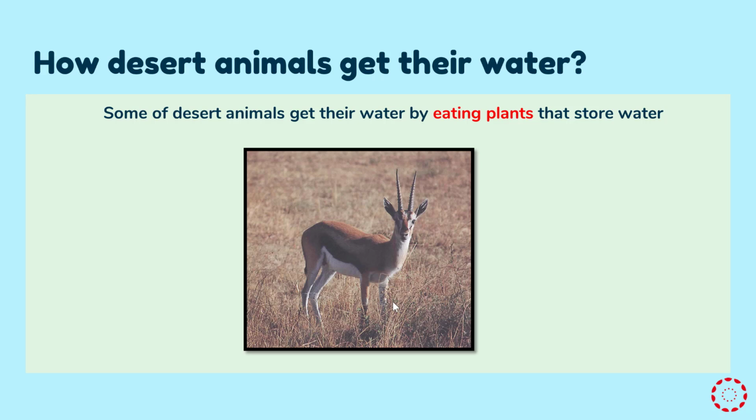So, how can they get their water? You should say, teacher, by eating plants. By eating plants. But some of them get their water by eating animals.